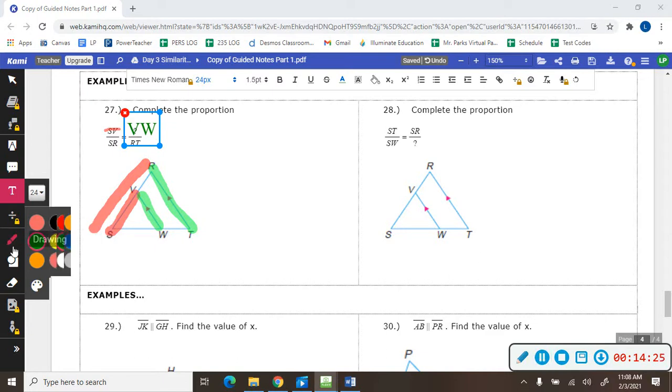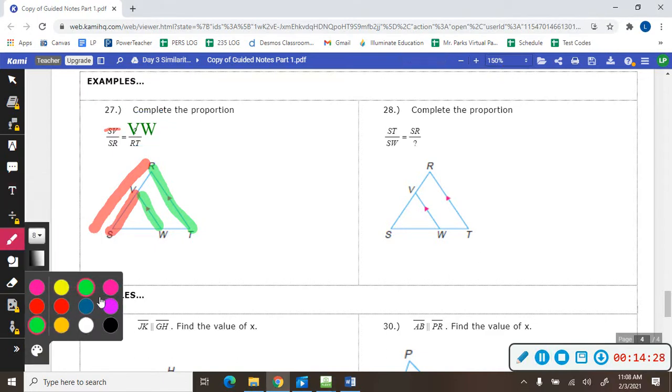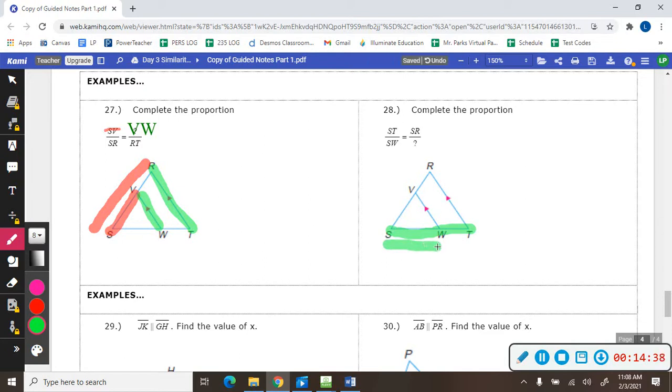Next, if I know ST, so here's ST, and so that'd be ST over SW, then that's going to be proportional to SR, SR long to the short. So SR to SV.